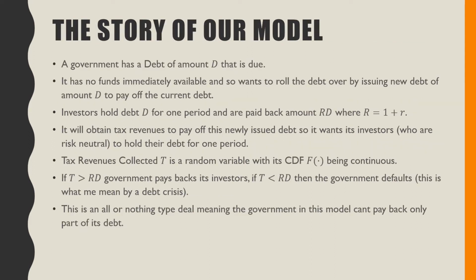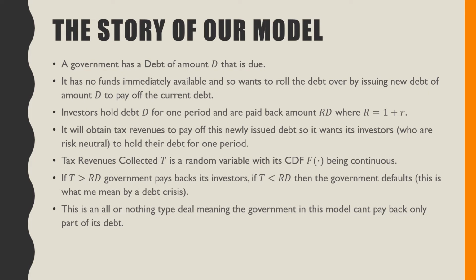So the story of our model is as follows. A government has debt of amount D that is due. It has no funds immediately available, so it wants to roll this debt over by issuing new debt of that amount D to pay off its current debt. Investors will hold that debt for one period and are paid back an amount of capital RD, where this capital R term we call our interest rate factor, which is just 1 plus the real rate of return, lowercase r. It will obtain tax revenues to pay off this newly issued debt, so it wants its investors, who are risk neutral, to hold their debt for one period, after which they will get paid back.